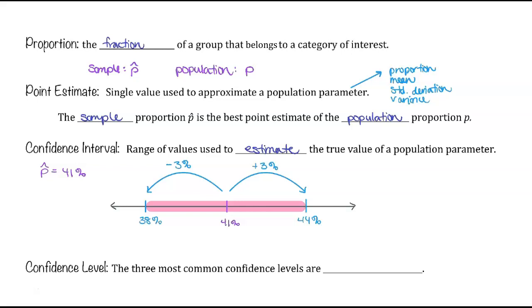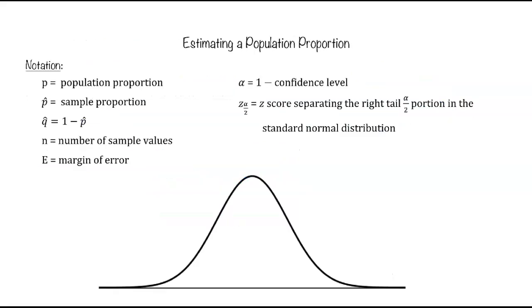The three most common confidence levels are 90%, 95%, and 99%. Now that we have an idea of what a confidence interval is, let's start talking about how to create one for a population proportion. We've already discussed how we use a p for population proportion and a p hat for sample proportion. q hat is equal to 1 minus p hat.